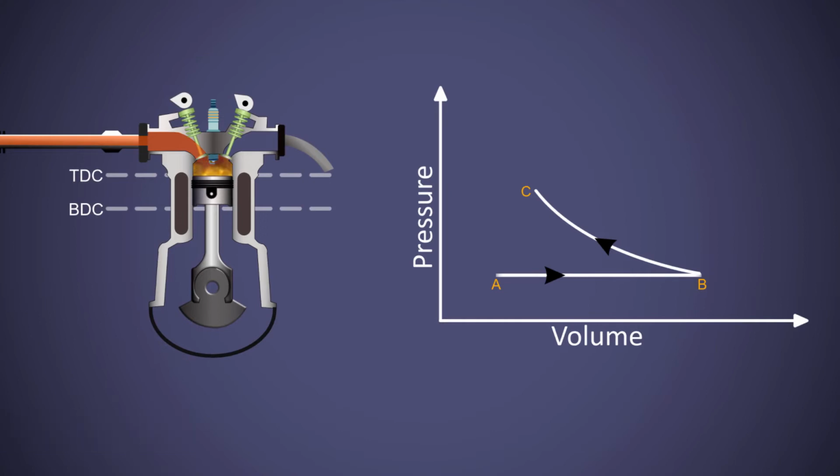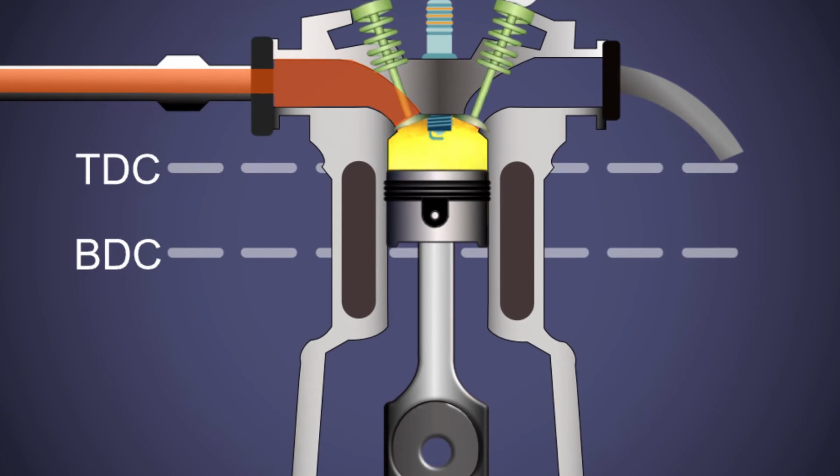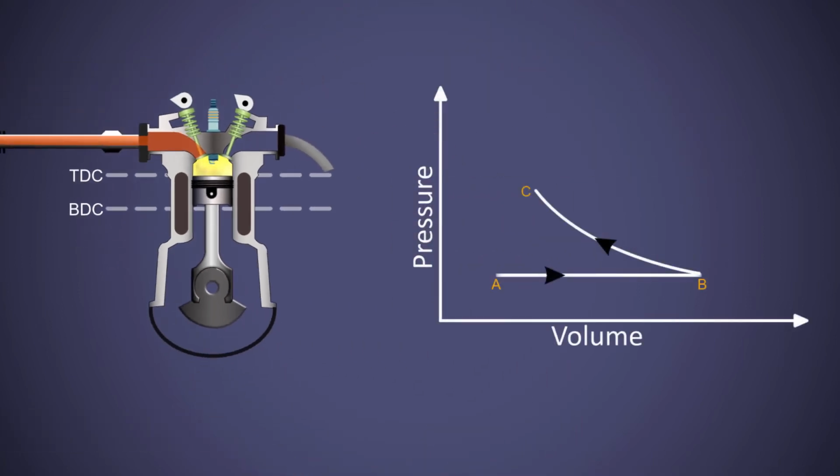Now, we will look at the third stroke, the power stroke. As we have ignited the air-fuel mixture, the combustion will occur inside the cylinder. The piston is at the top dead center and it stays there for a very short time. The combustion of the mixture will take place at this point of time at constant volume. This constant volume combustion process is represented as line CD on the PV graph.